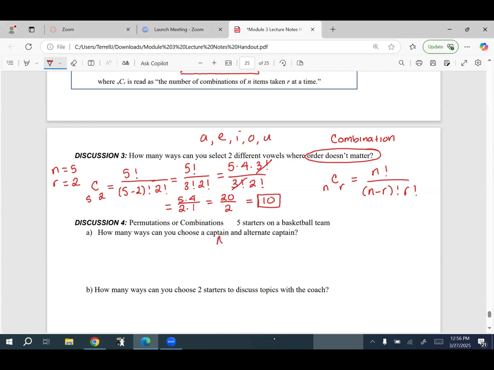If I give person A the captain role and person B the alternate captain role, that's one option. Let's say I switch the order. Would me switching the order count as a second option? And in this case, yes. If I give person B the captain role now and person A the alternate captain role, that is a second option or a second way I can choose captain and alternate captain. It counts as another choice. So this is an instance where this is a permutation problem. Order matters.